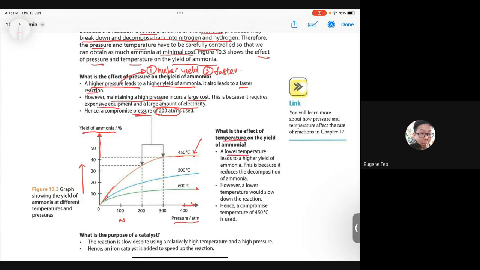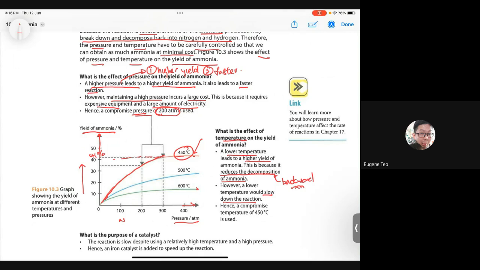You realize at lower temperature, it leads to a higher yield. At 450 degrees Celsius, you see, wow, the yield can go all the way up to maybe 41%. So good. Why is it that the yield is higher? It's because it reduces the decomposition of ammonia, which is actually the backward reaction. But the problem is, if my temperature is very low, it will slow down the reaction. You know that as temperature increases, my reaction speed will also increase. So I need to balance both the speed of the reaction and also the yield.